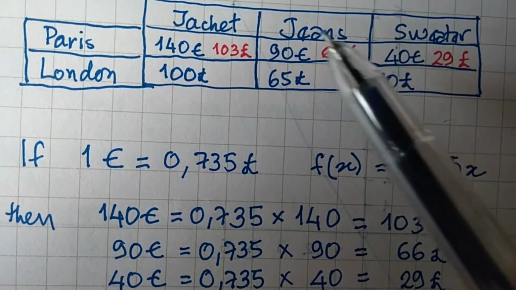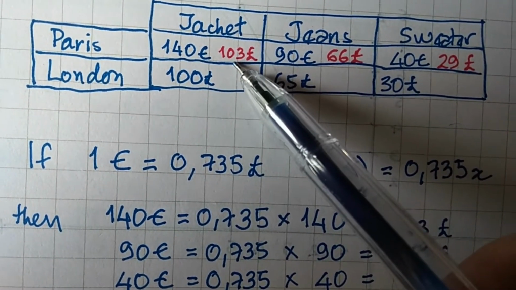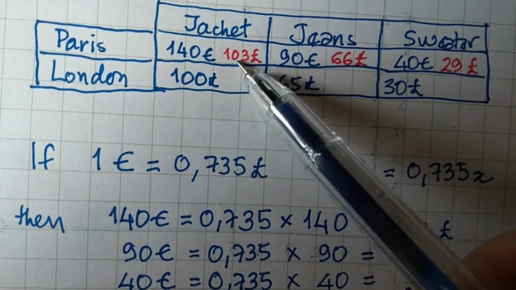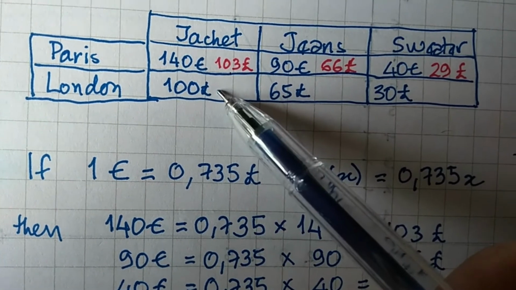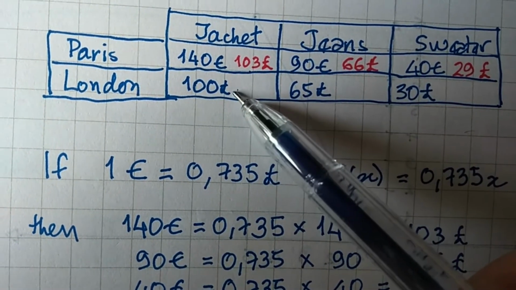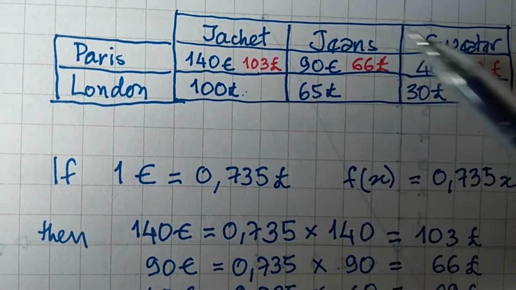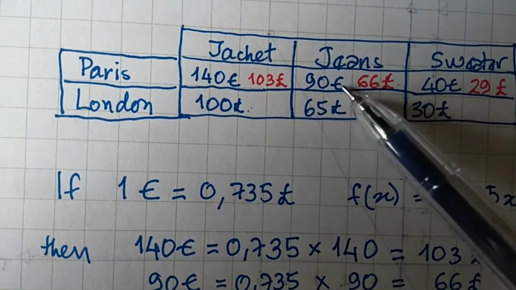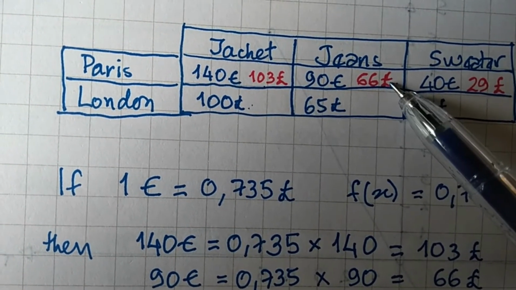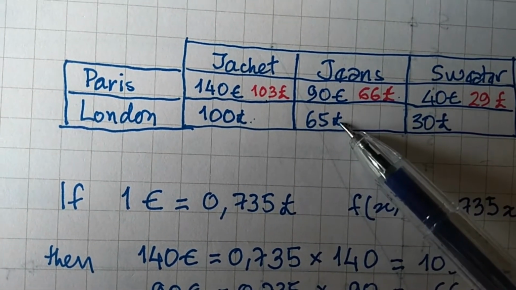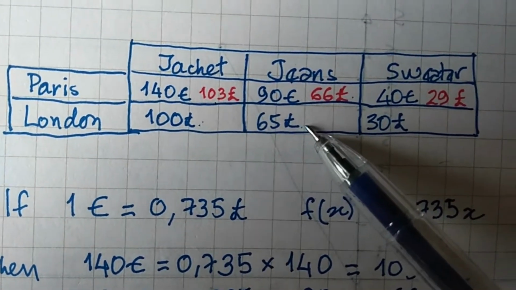So now Matteo can compare. The jacket costs the equivalent of 103 pounds in Paris, but only 100 pounds in London. So the jacket he should buy in London. It is cheaper in London. The jeans are 90 euros in Paris, but that's equivalent to 66 pounds. In London, they're 65 pounds. So, again, the jeans are cheaper in London.